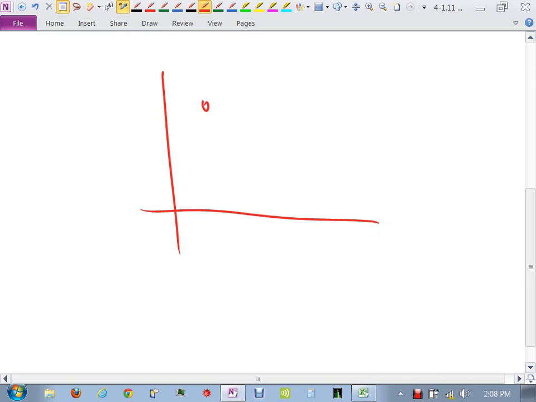What about this function? Starts here, ends here, goes straight across. Does that have an absolute maximum? Let's just give it a value. How about 3? So what's the maximum value of that function? 3. So it has an absolute maximum, right? Does it have an absolute minimum? 3. The absolute max and the absolute min are the same.